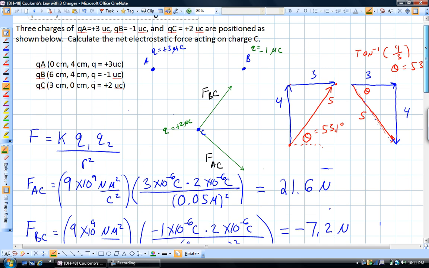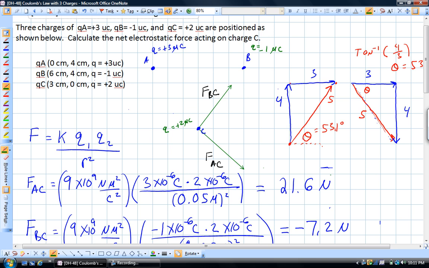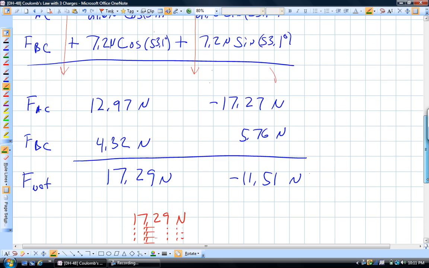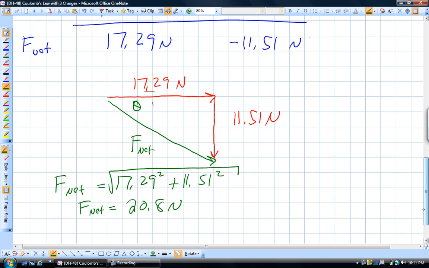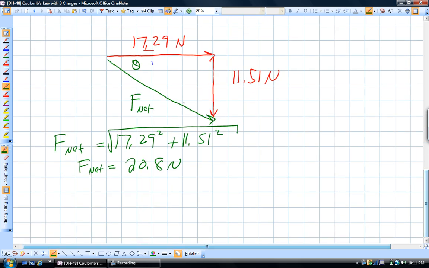But that's just the magnitude. Again, force is a vector quantity, which means you need both the magnitude and the direction. So we know it's going to be sort of off towards the right, and it's going to have a magnitude of 20.8 newtons. Now we need to figure out the direction. Well, it's going down, and to get this theta, much like before, you can see this is the opposite side, this is the adjacent side, so theta is going to be the inverse tangent of the opposite side, 11.51, over the adjacent side. And that's going to give you a theta that is 33.7 degrees.